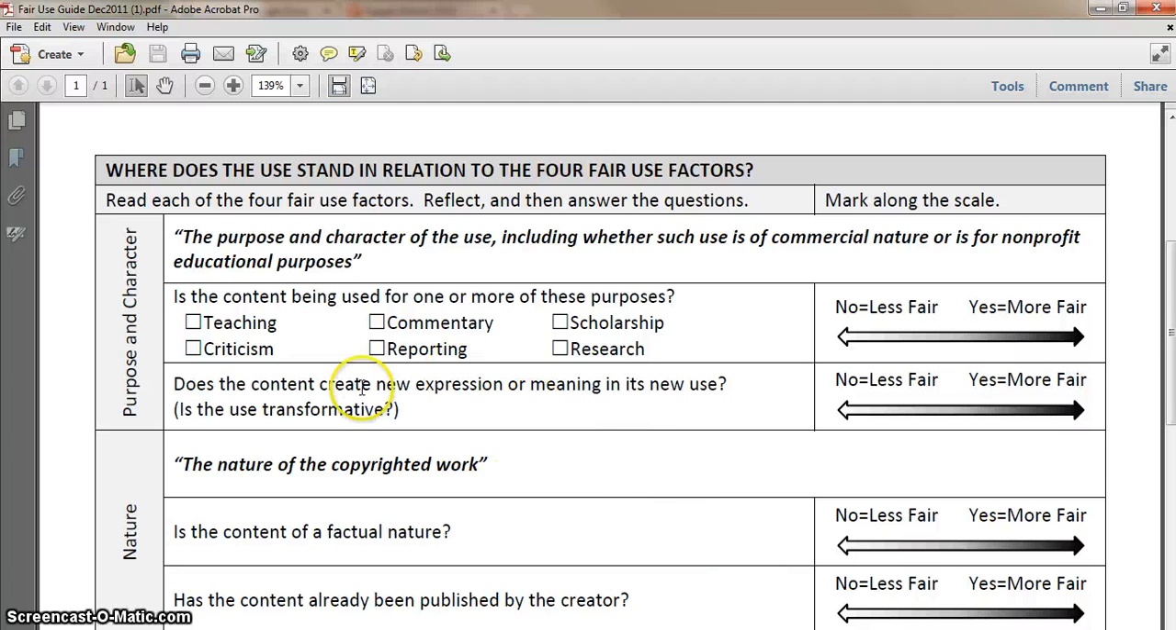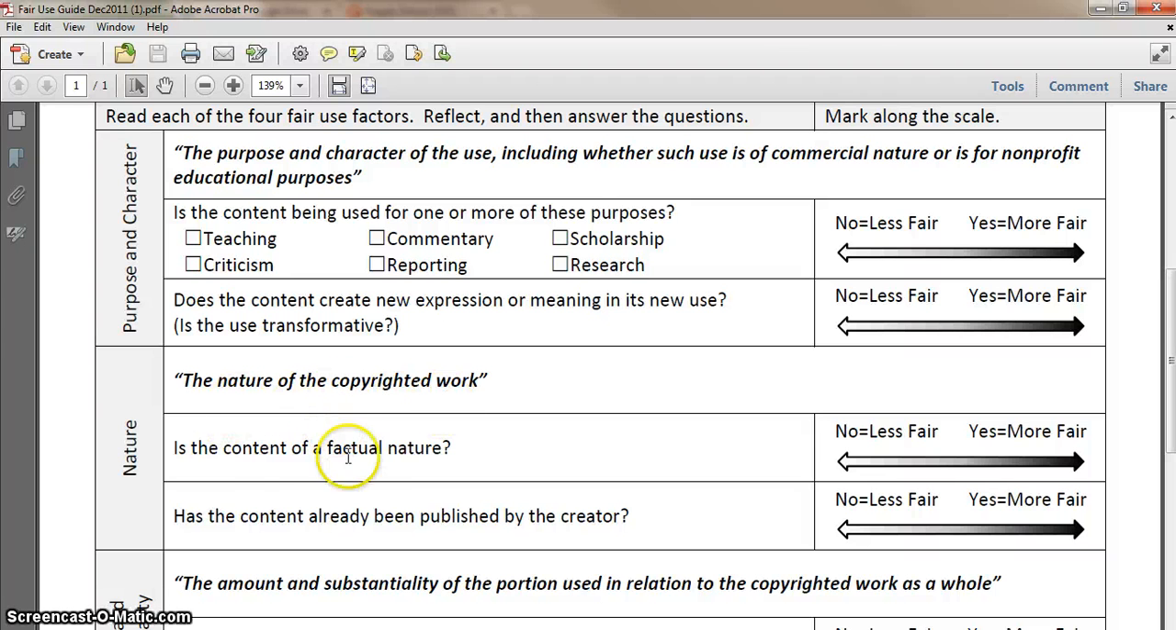So they ask themselves these questions: the purpose and character of the use, including whether such use is of commercial nature or nonprofit educational purposes. So is the content used for one or more of these following purposes? Teaching is usually one that we look at. Scholarship is something that you might look at for your students. So if you can check any of those, then you can circle yes, it's more fair. Then moving on to the next question, does the content create a new expression or meaning in its new use? In other words, does it transform it from what the creator intended? If the answer is no, then it's less fair. If the answer is yes, then it's more fair.